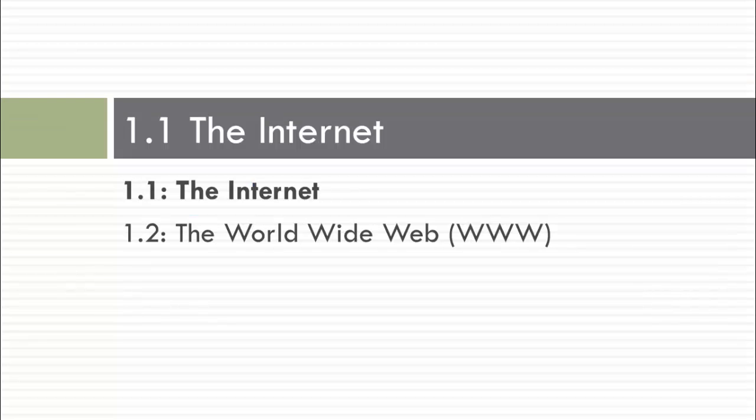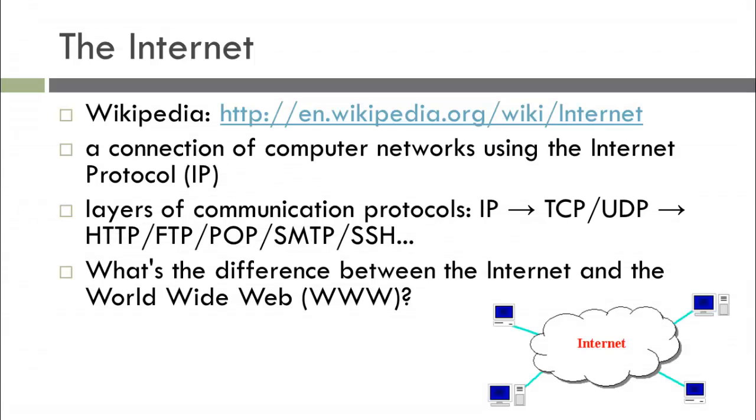The first topic is the Internet. The Internet is really composed of a connection of computer networks using the Internet Protocol, or IP for short. The communication protocols that are used could be TCP or UDP. We'll talk more about those later on. HTTP is the protocol to get the data from the web browser. You might use FTP to transfer files, or for email, you could use POP, IMAP, or SMTP.